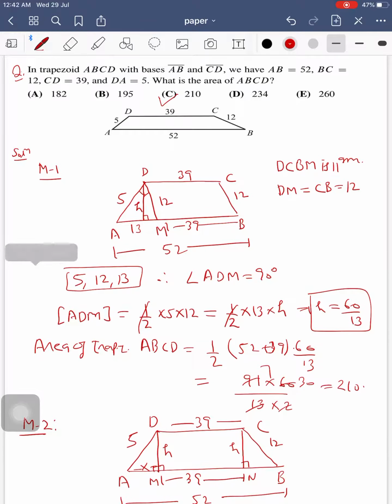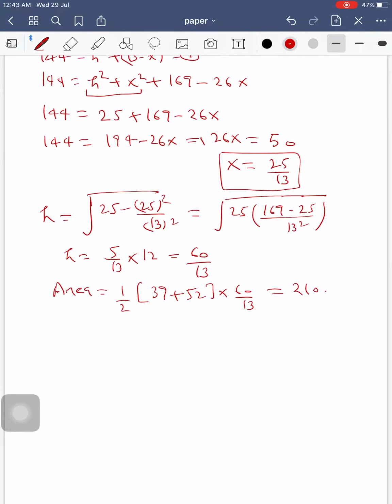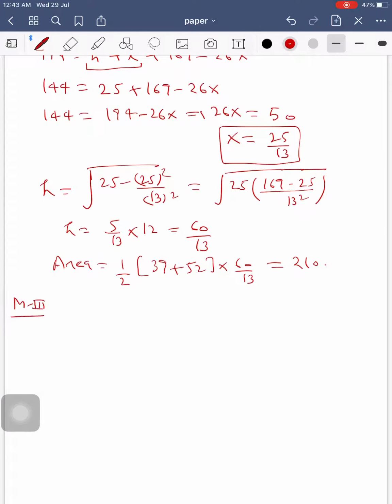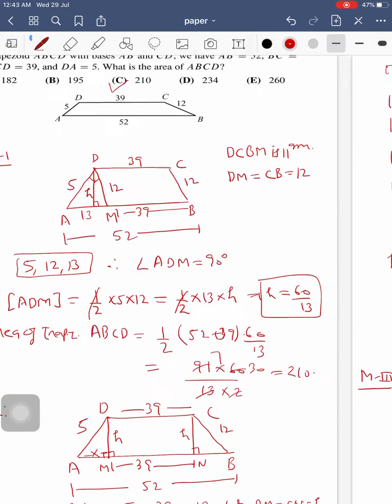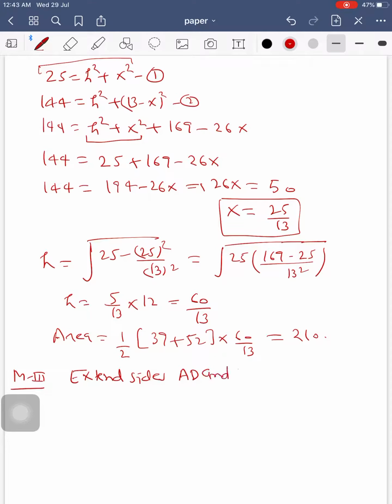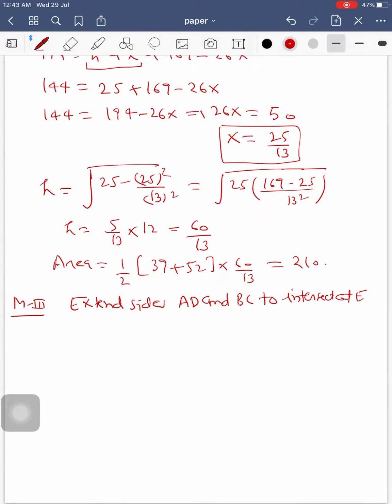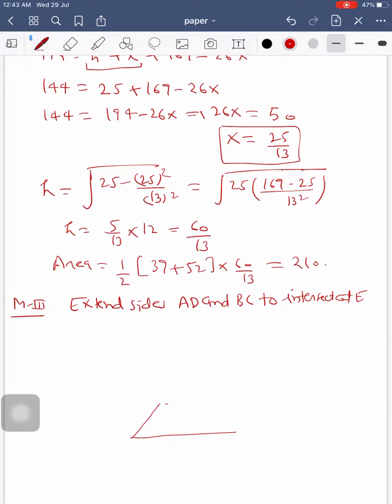Now I am discussing another approach. In the third approach, we extend the sides AD and BC to intersect at a point E. Okay, this is a trapezium, something like that: A, B, C, D, and we extend AD and BC to intersect at point E.